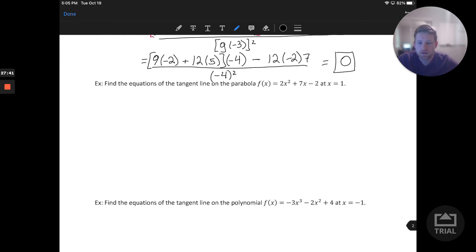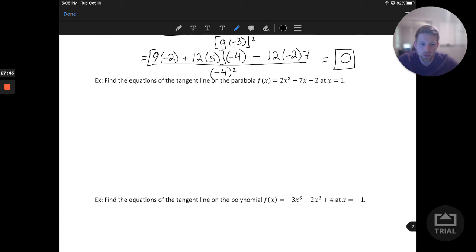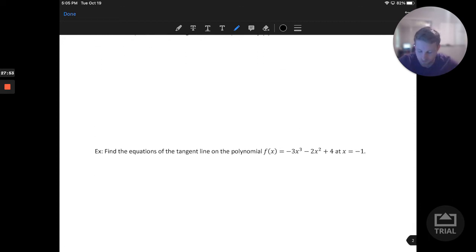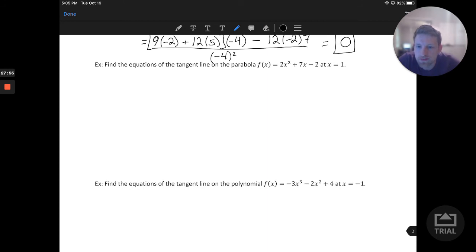The next couple of questions that we'll consider are going to be taking a look at some tangent line problems. And this will finish us out. The first question says we want to find the equation of the tangent line on the parabola f of x is equal to 2x squared plus 7x minus 2 at x equals 1. And this should be just one equation. There should not be a plural there, just equation.